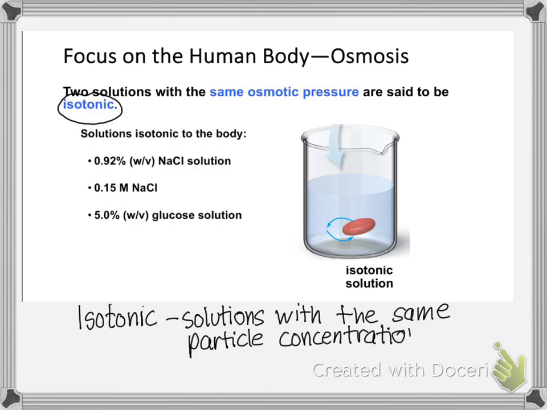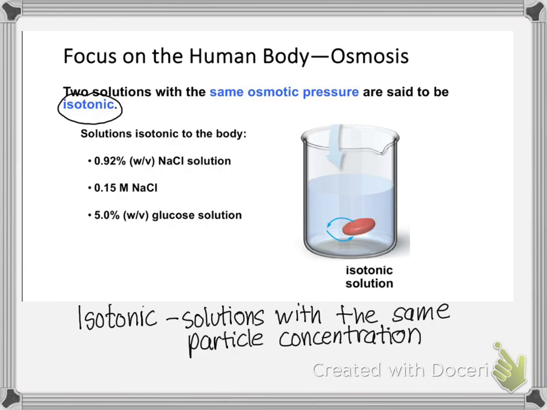So they have the same osmotic pressure, which is related to the particle concentration. Remember, a higher concentration is equal to a higher osmotic pressure. Okay, so these would be two solutions that when we looked at their particle concentration, they would be the same. And when you have this solution, the water is going to flow equally back and forth across the membrane. So it won't be moving more in one direction than another. It will be flowing equally.